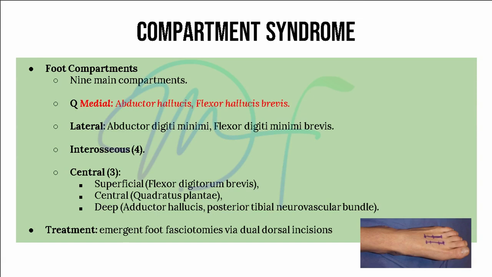The central compartments are further divided into superficial, housing the flexor digitorum brevis; central, quadratus plantae; and deep, adductor hallucis and the posterior tibial neurovascular bundle. Treatment for compartment syndrome of the foot involves emergent fasciotomies performed via dual dorsal incisions.